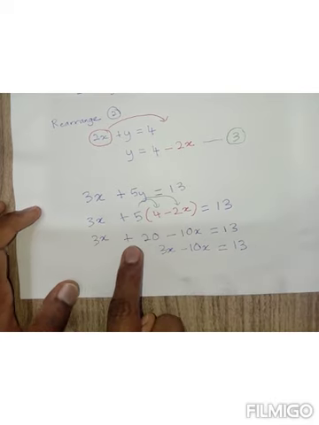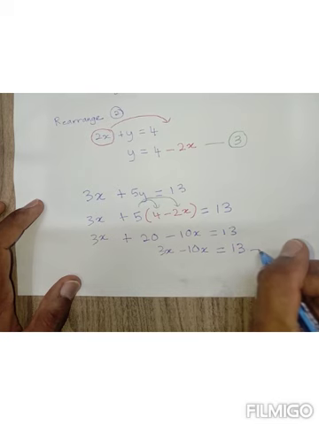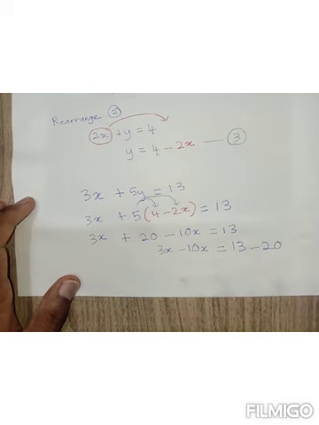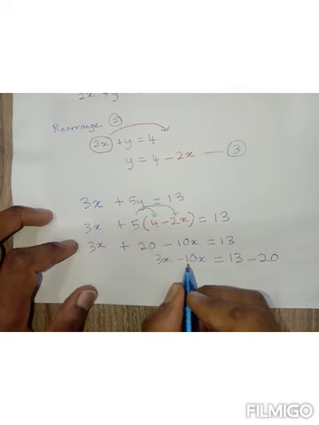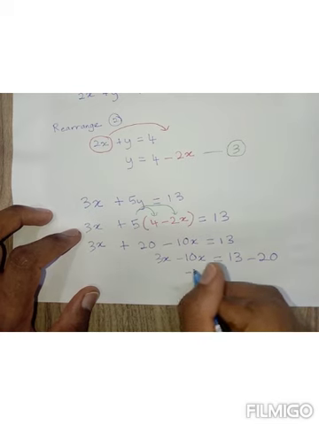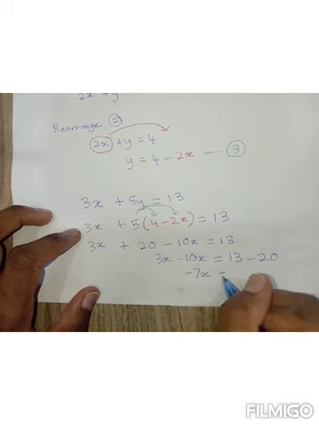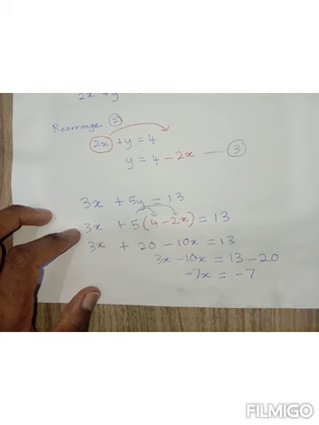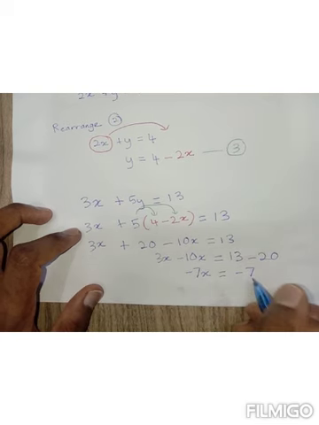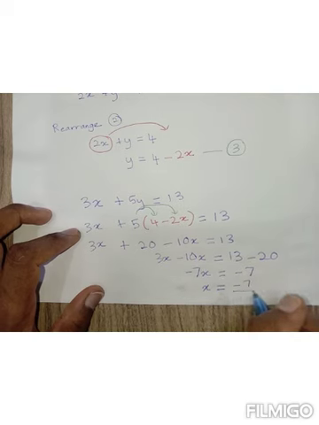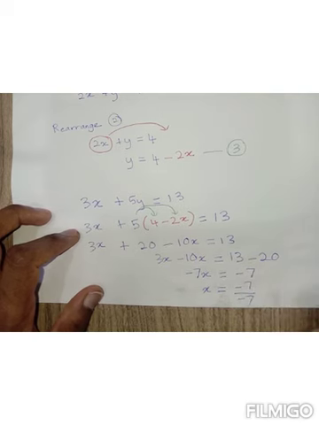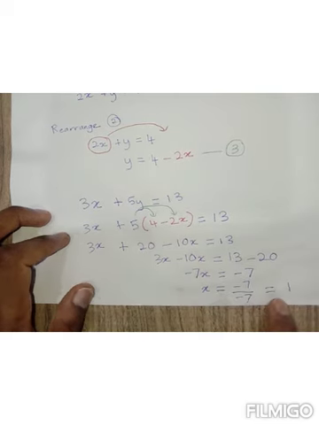13, and bring the 20 to the opposite side. It will become minus 20 because it's moving to the opposite side. So now 3x minus 10x is going to be negative 7x equal to negative 7. So negative 7x equals to negative 7. X is going to be negative 7 divided by negative 7 equals to positive 1. So x is positive 1.